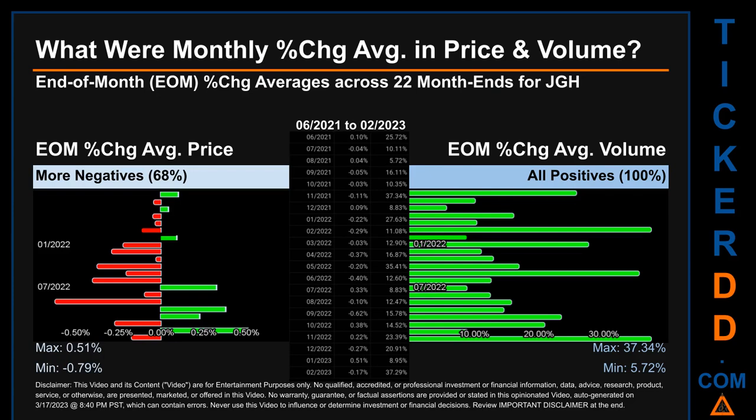Meaning 68% of month ends saw a negative percentage change in average price. In terms of volume, 22 out of 22 month ends had a positive percentage change. That is, 100% of month ends saw a positive percentage change in average volume. Price saw an end-of-month max of 0.51% in average percentage change along with a minimum of -0.79%. For volume, the maximum and the minimum monthly percentage change were respectively 37.34% and 5.72%.